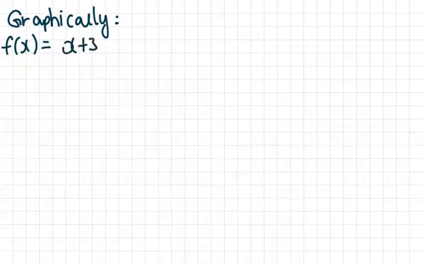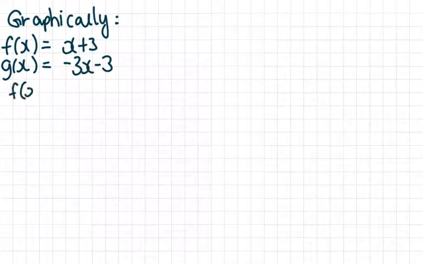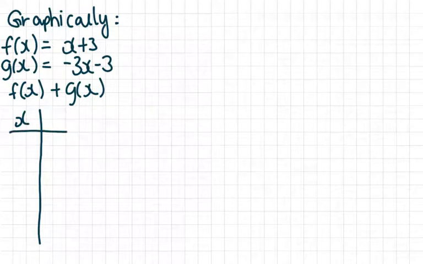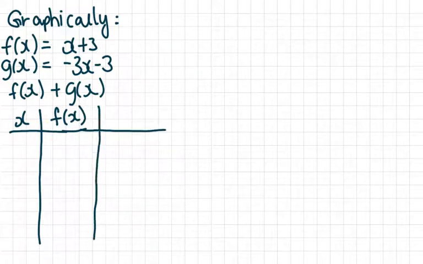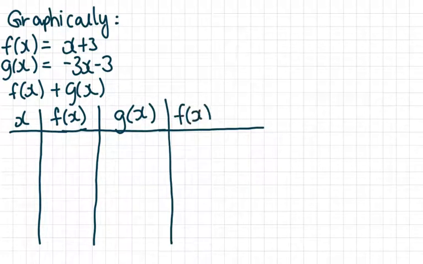So if I have these two functions, f of x equals x plus 3, and g of x equals negative 3x minus 3, and I want to find what f of x plus g of x is. So I'm going to make a table of values. I'm going to pick some x values. Then I'm going to figure out what f of x is at those x values. Then I'm going to find what g of x is at those x values. And then I'll be able to find what the two added together will be.